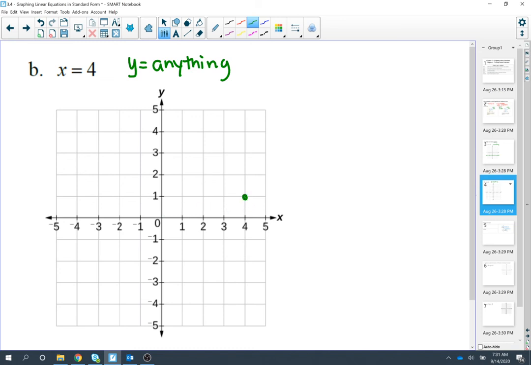Y could be 1. X is 4. Y could be 0. X is 4. Y could be 5. X is 4. Y could be negative 3. And right there, that's telling me, oh, okay, that's the one that's making the vertical line. And that one there is not a function. That is just a linear equation. It's not a function.